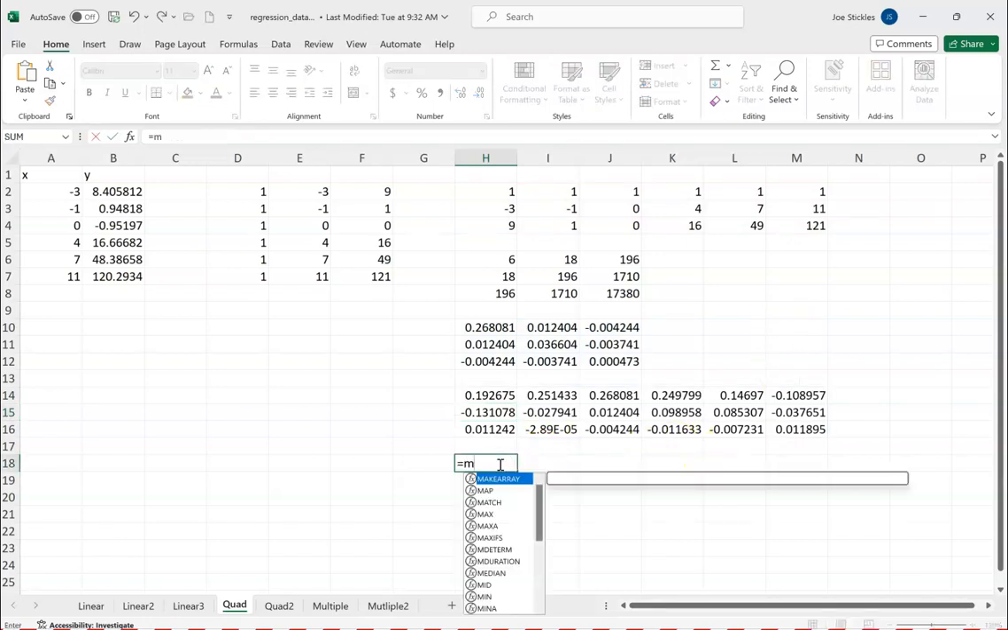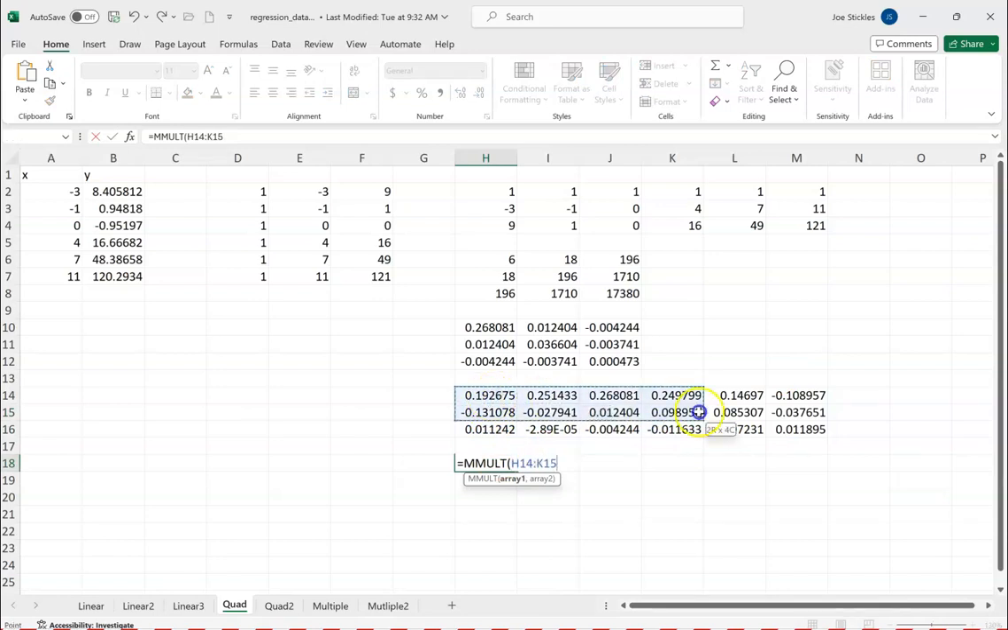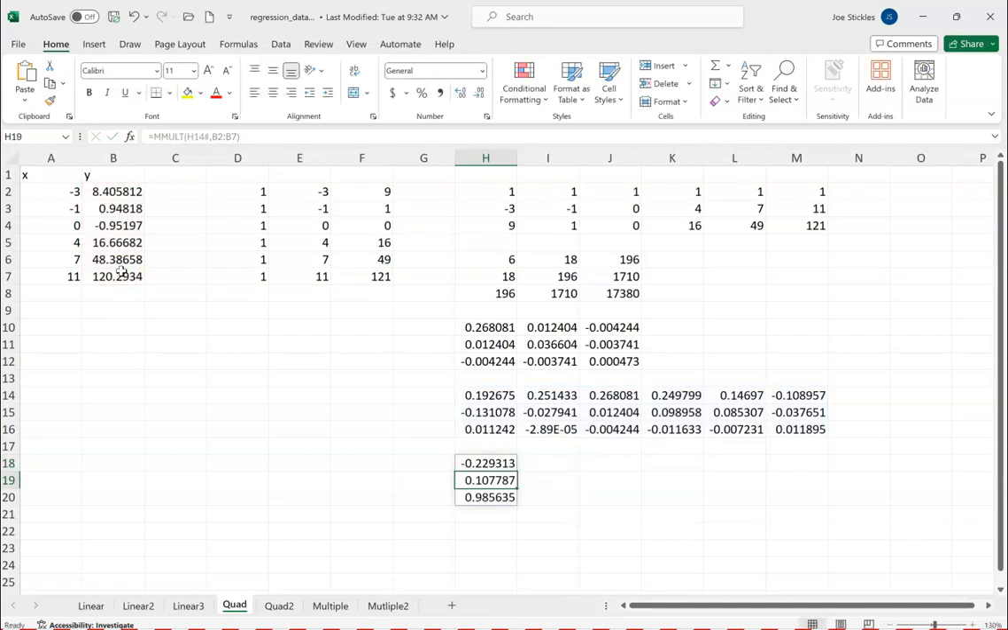Yep, good. Multiply that matrix that we just found by the y values, which are over here. Well, how many things should we come up with here? 3. Yes, we do. So here's your constant coefficient. This is your constant. This is your x coefficient. This is your x squared coefficient.